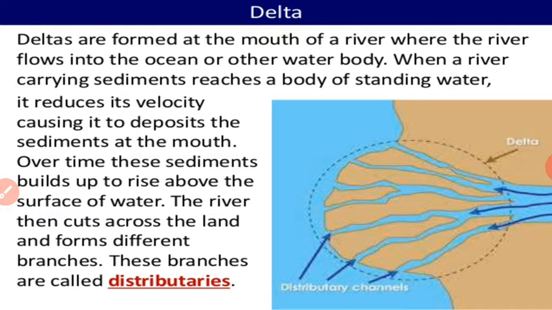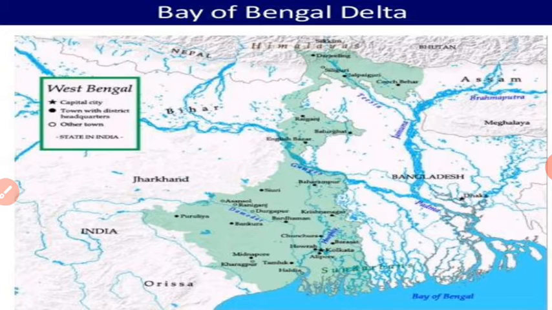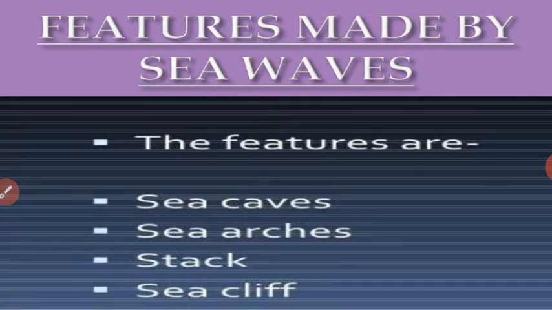When a river carrying sediments reaches a body of standing water, its velocity is reduced, and this is how the sediments, nutrients, silt, clay, whatever the river has brought with it, start depositing in this particular delta region. Over time these sediments build up to rise above the surface of water, and this is how ultimately the delta regions are created. They are very fertile regions. You can find the picture of the Bay of Bengal delta. Here you can find the deltaic region of Ganga Brahmaputra, which is one of the fastest growing delta regions in the world. Now we have the next part, that is features made by sea waves.